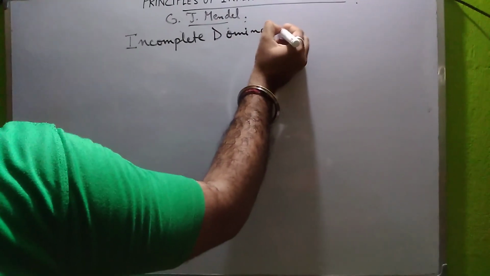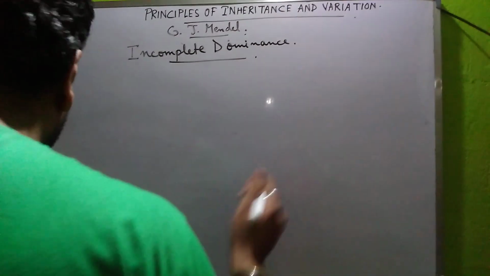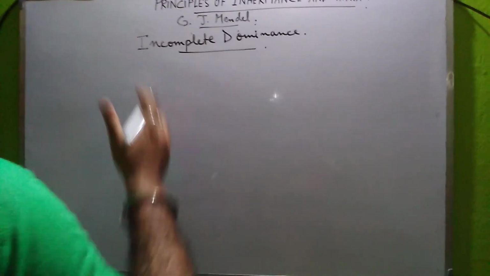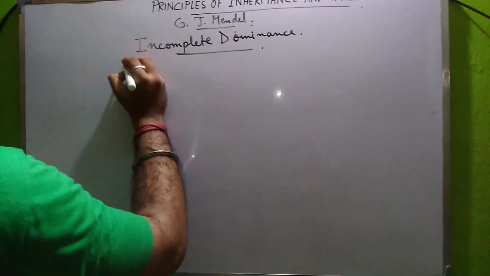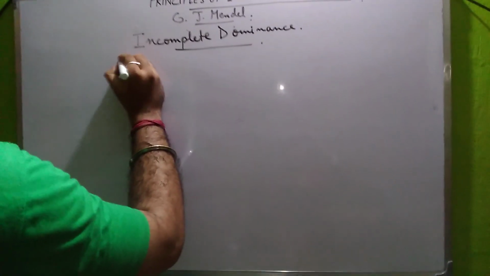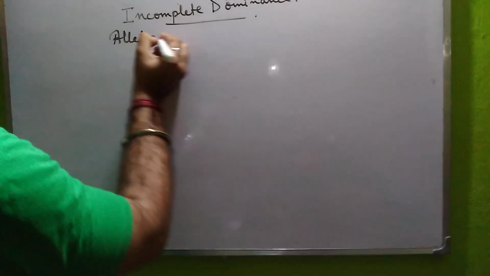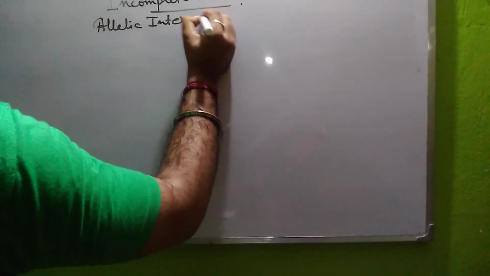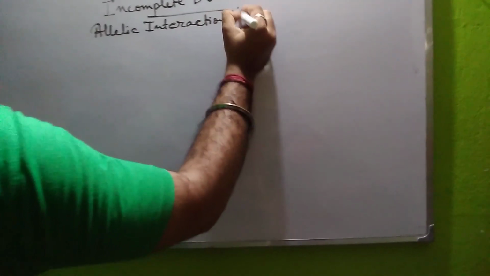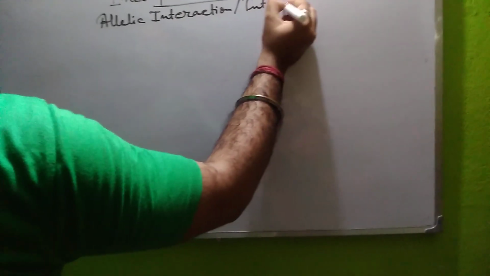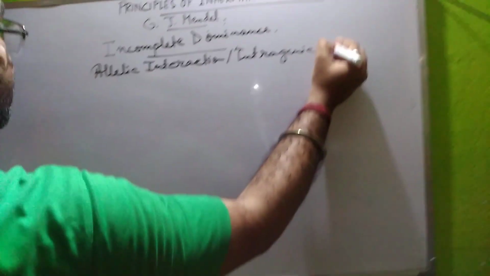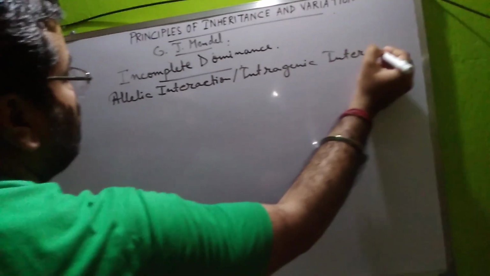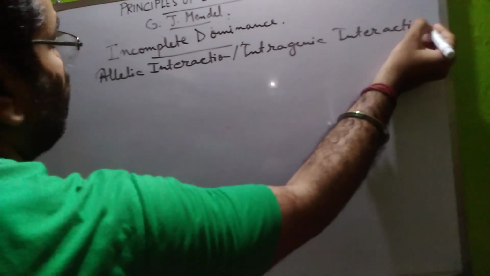What is incomplete dominance? Always try to relate anything, because after studying everything, before the exam we always forget that thing. So try to relate it with the words or the topics that you were studying. Allelic interaction or intragenic interaction. Under this term, incomplete dominance comes.